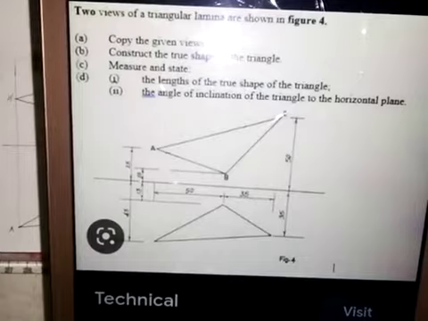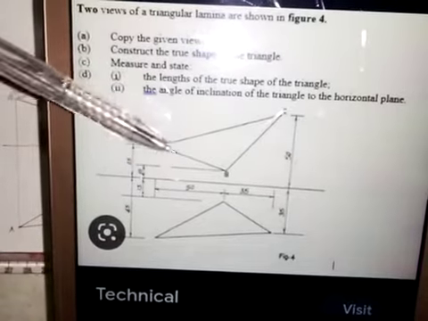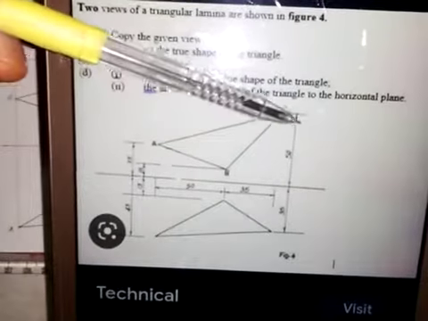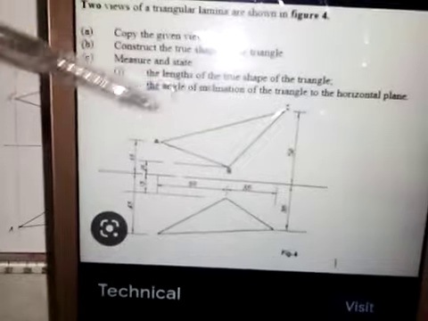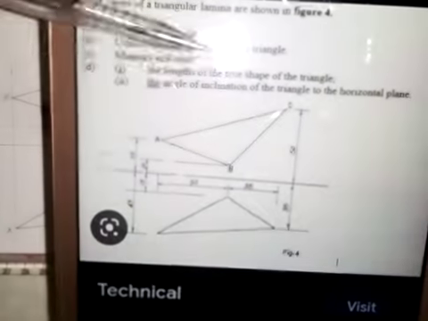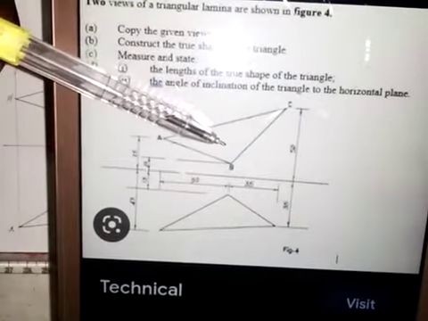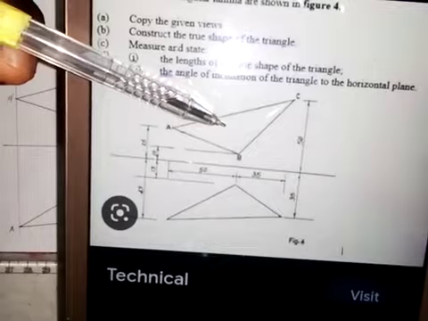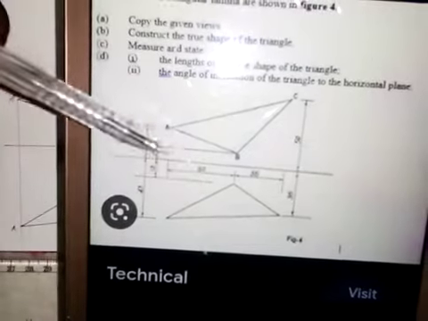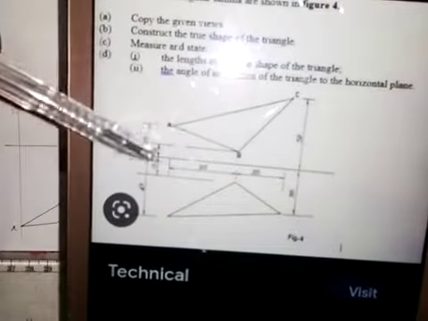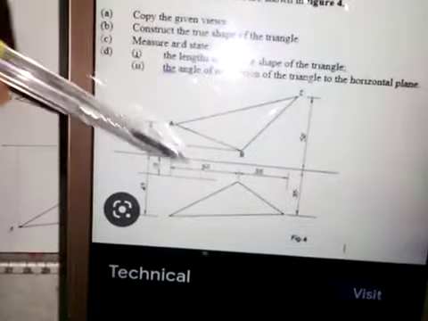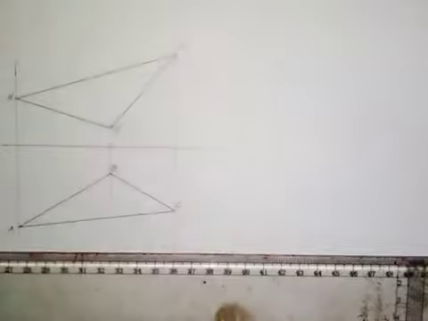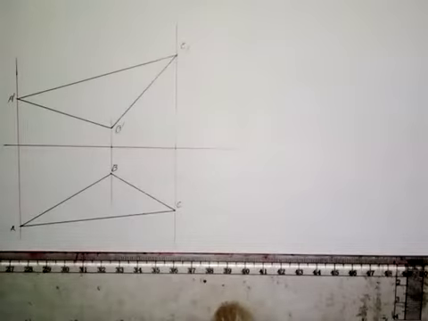Okay, so what you need to do first before you answer these questions is to replicate or copy or draw these given views. These views are drawn in first angle projection. So we have this to be our front view, and this is the plan. As I said, copy this using the given dimensions, which I have done here, as you can see on the paper.